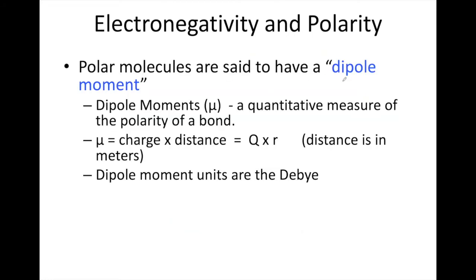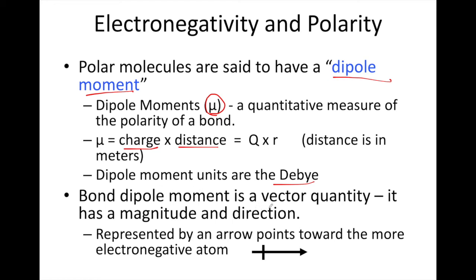Polar molecules are said to have a dipole moment. A dipole moment can be symbolized by this Greek letter mu, and it's a quantitative measurement of the polarity of a bond. So bonds that are very polar can have a large dipole moment, and less polar molecules can have a smaller dipole moment. And the dipole moment is equal to the charge times the distance, Q times R. And a dipole moment is typically measured in units called debyes.